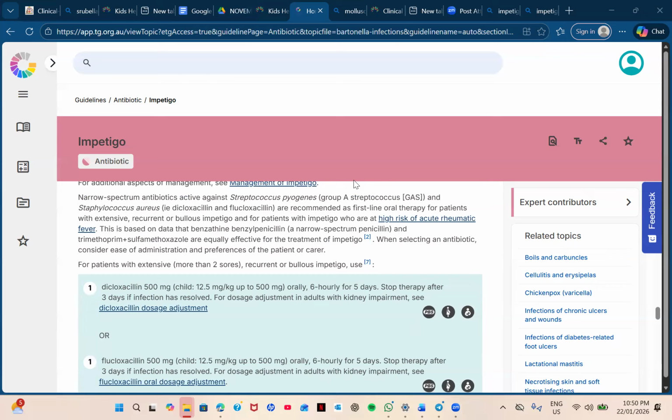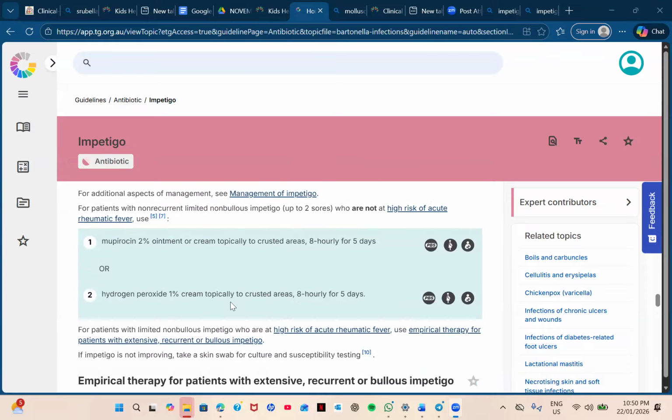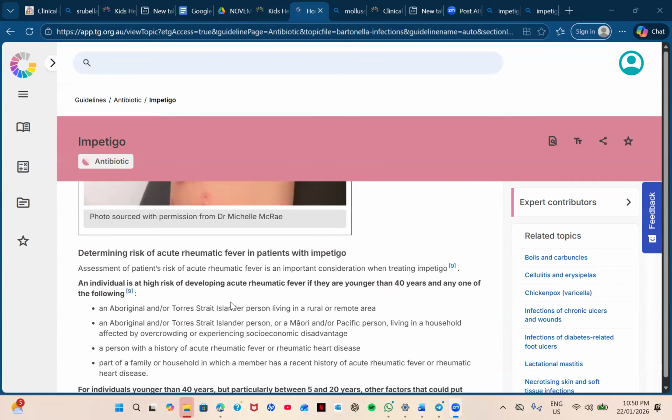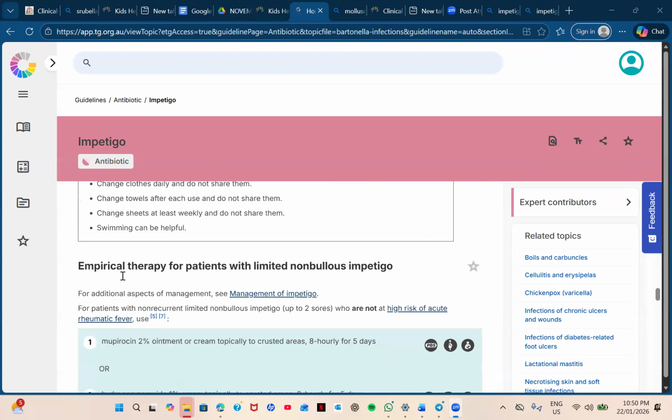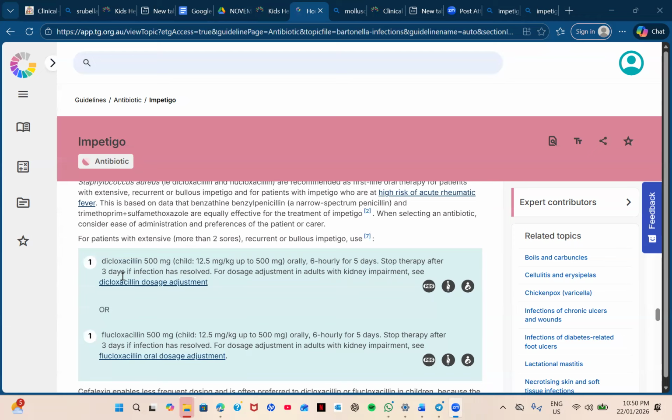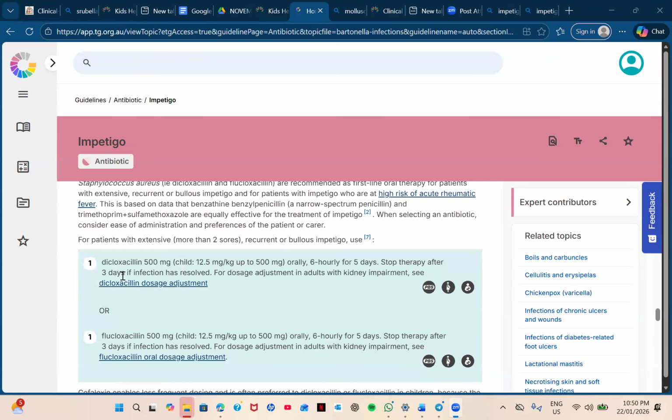Yes. Patients with impetigo and having high risk for acute rheumatic fever. So you should know what these high risk groups are, like Aboriginal people. Okay, these are the high risk groups. Good. I wanted to check whether you understood or not.